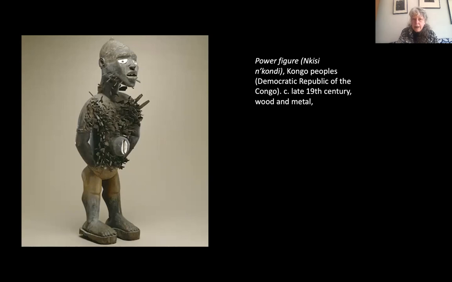But be that as it may, when Europeans came to the Congo, they encountered these figures, and of course the missionaries wanted to destroy all of them as being demonic, but some of them were collected by Europeans and brought back to Europe. I think this one might be in the Metropolitan Museum of Art in New York. But anyway, it's an Nkisi Nkondi, which is loosely translated as a power figure.